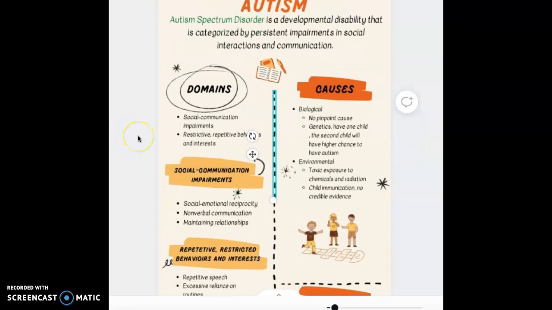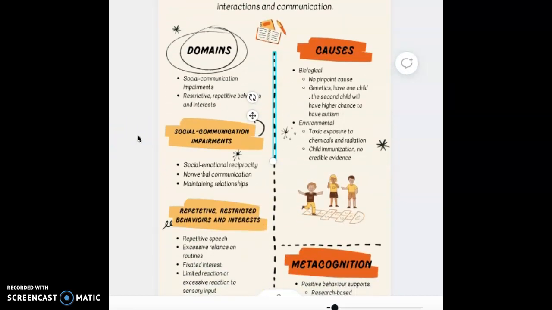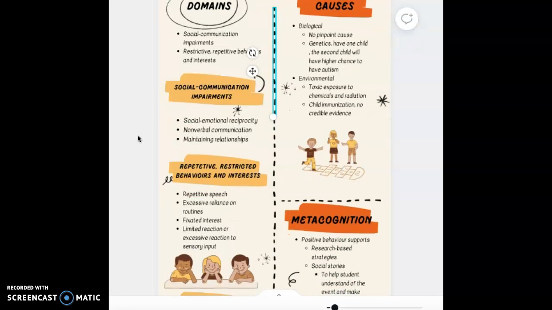Basically, within the autism disorder, there are domains. There are two specifically that consist of social communication impairments and restrictive, repetitive behaviors and interests. Within these social communication impairments, these students struggle with social emotional reciprocity, and they also struggle with verbal and nonverbal communication, and with maintaining relationships.